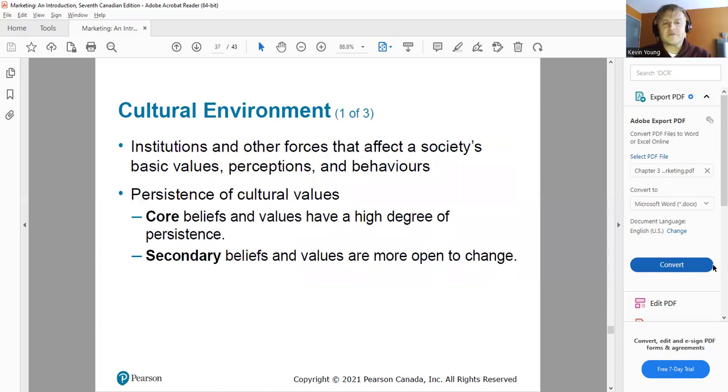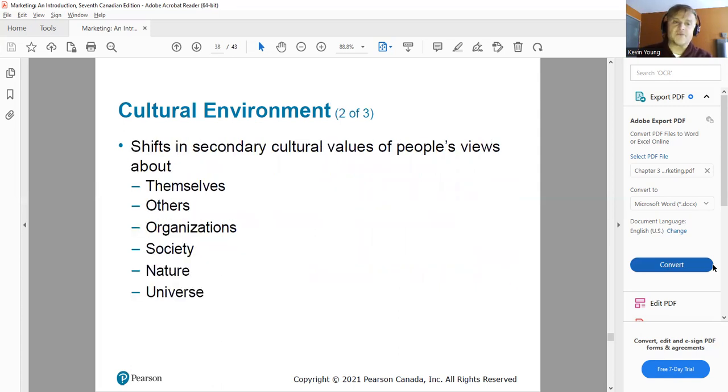The cultural environment. These include institutions and other forces that affect a society's basic values, perceptions, and behaviors. Persistence of cultural values: they have core beliefs and values which have a high degree of persistence, and they have secondary beliefs and values that are more open to change. There are shifts in secondary cultural values, in people's views about themselves, society, nature, the universe, et cetera, and these types of shifts happen on a regular basis.